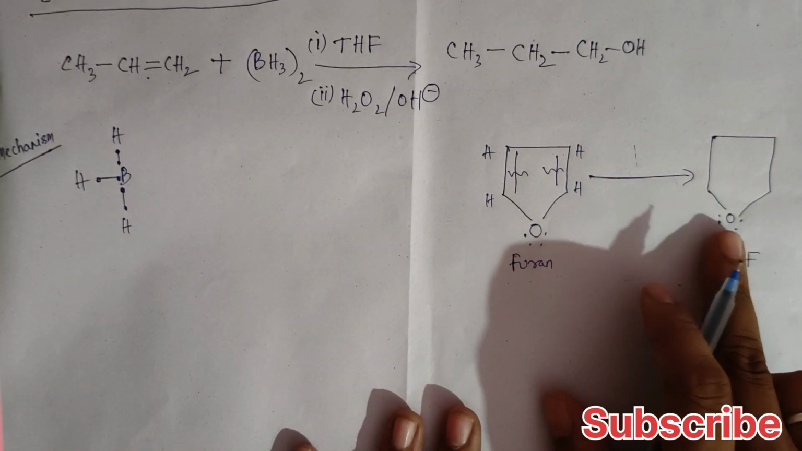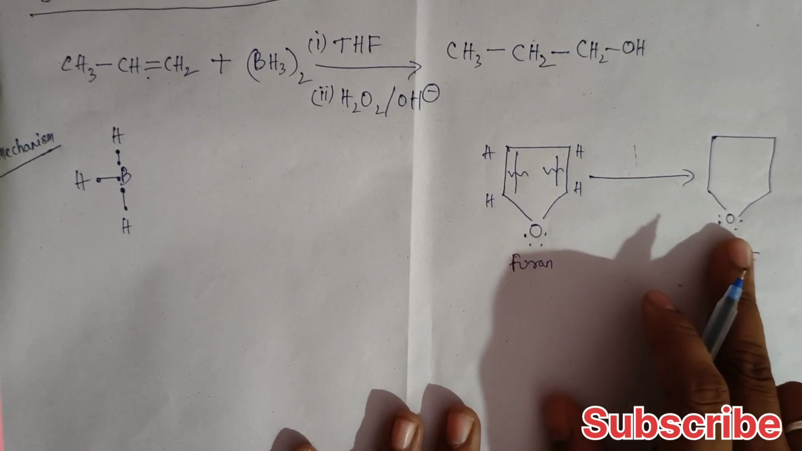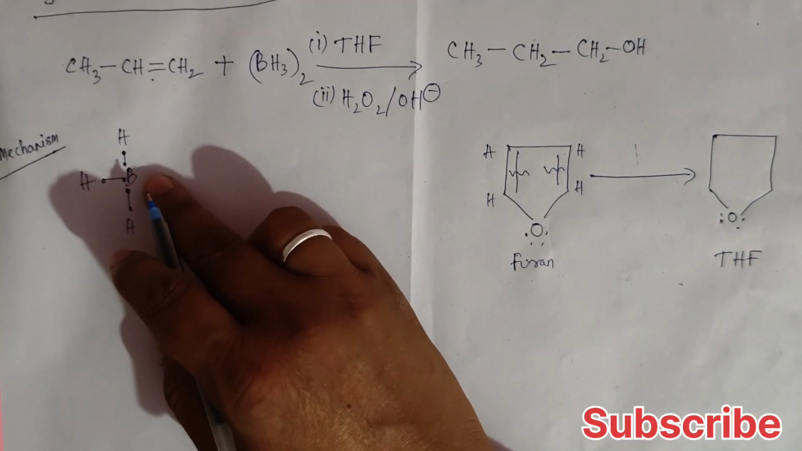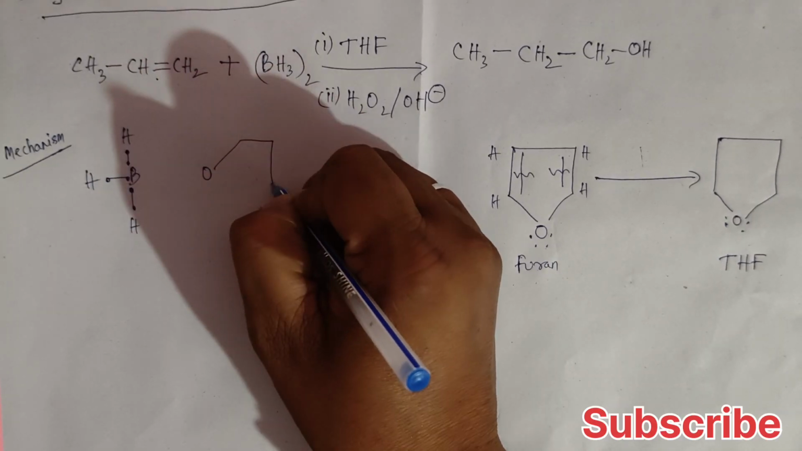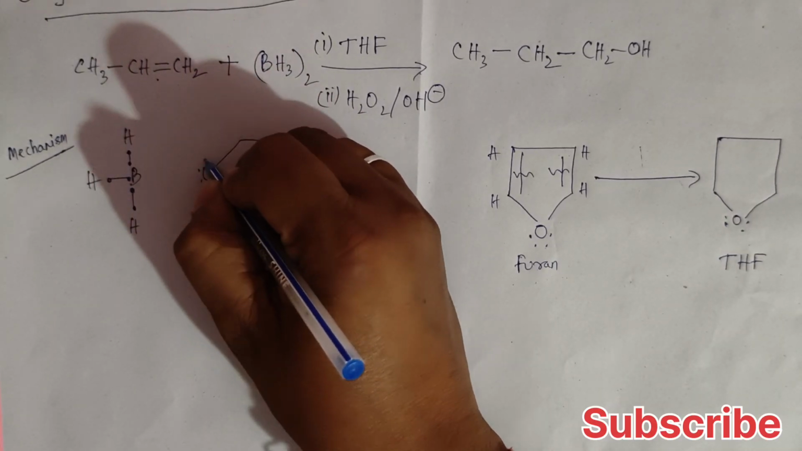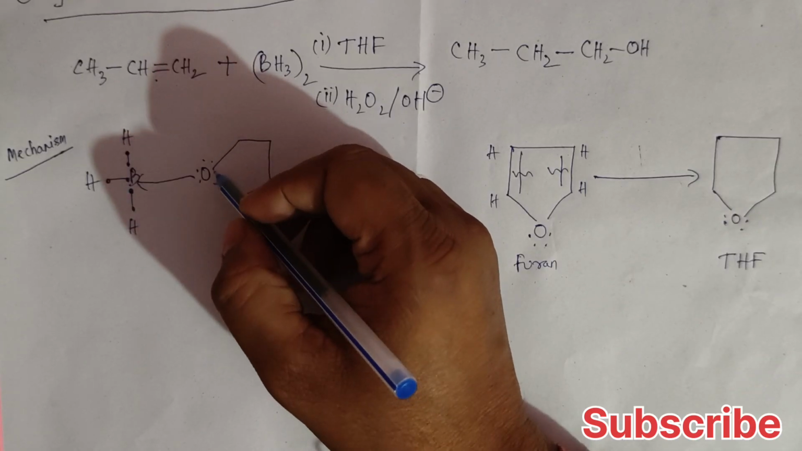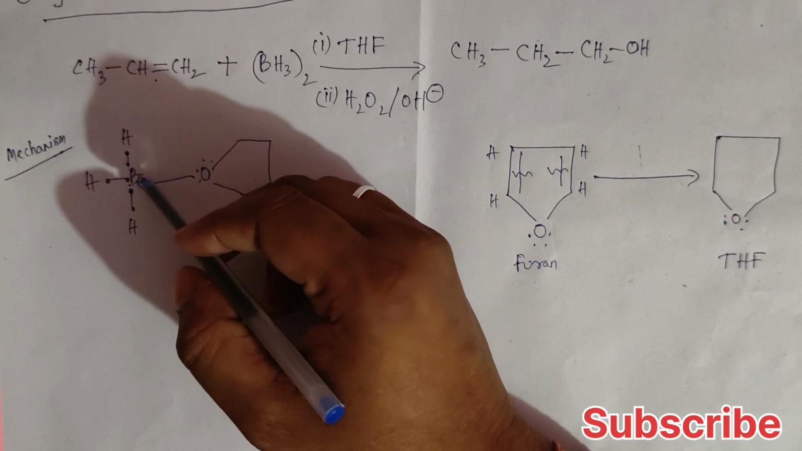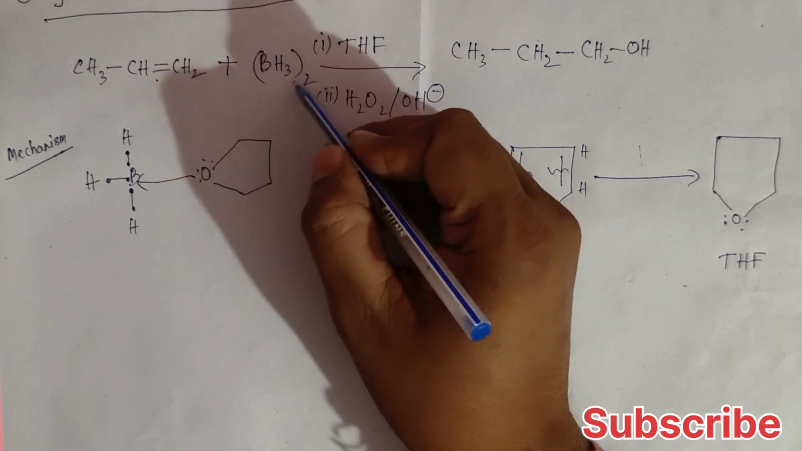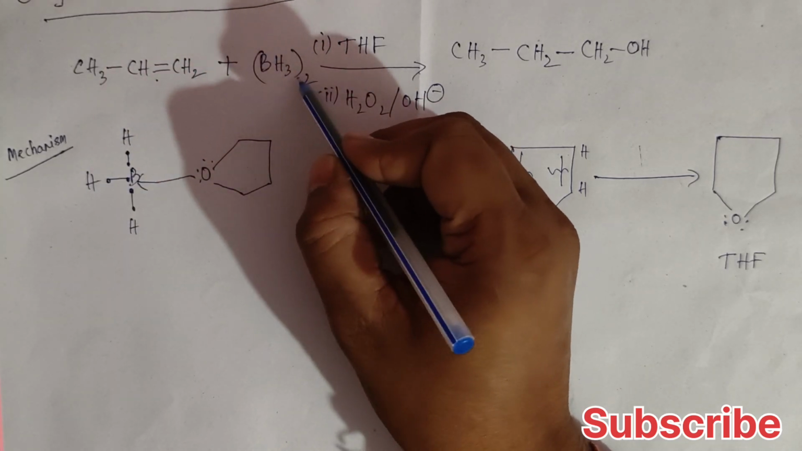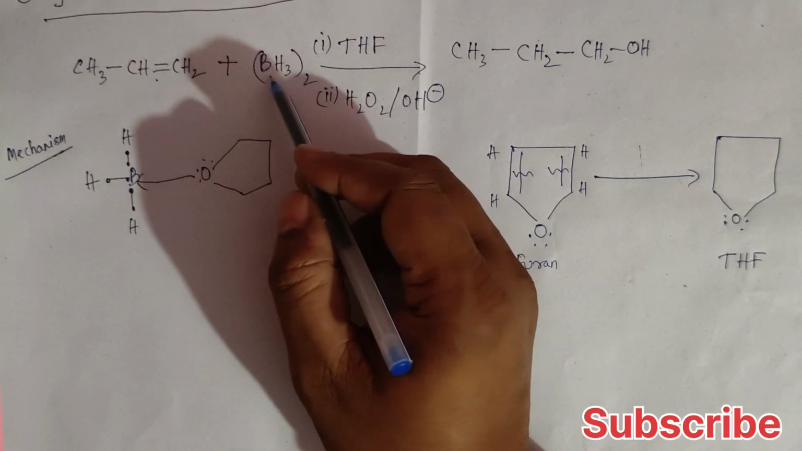This THF oxygen atom contains a lone pair of electrons, and this lone pair will attack the boron atom. Why will the oxygen atom of tetrahydrofuran attack this boron? Because boron needs an electron pair. When this attack takes place, boron cannot form its dimer. Dimer means when two molecules join with each other. We need the BH3 molecule, not B2H6.